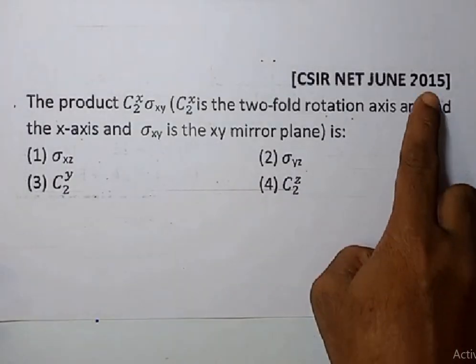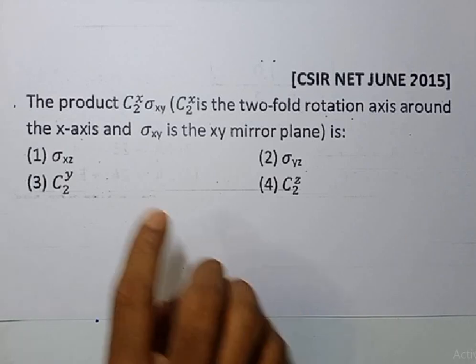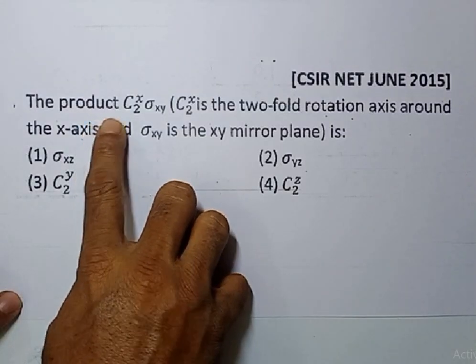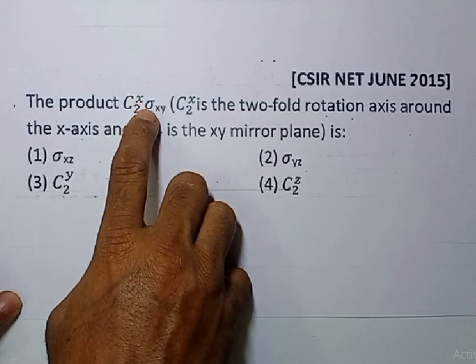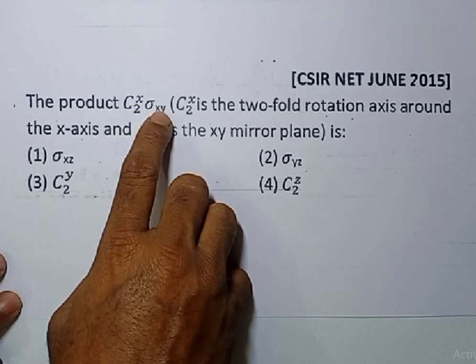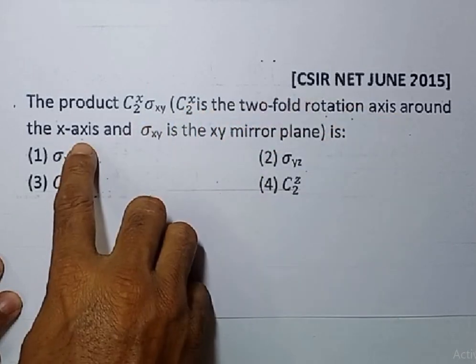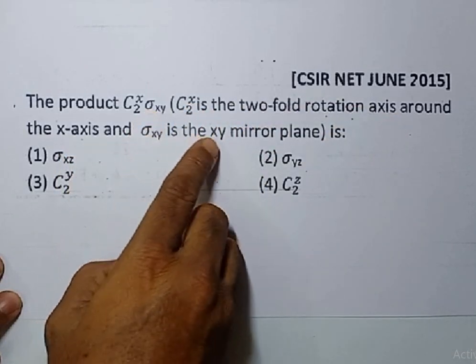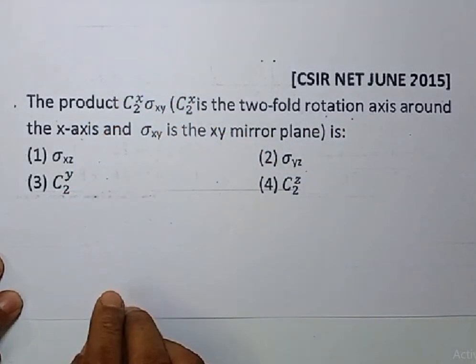This question appeared in 2015 June. The question is this. The product of C2 along x-axis into sigma xy. C2 along x is the two-fold rotation axis around x-axis, and sigma xy is the xy mirror plane. What is the product of these two?